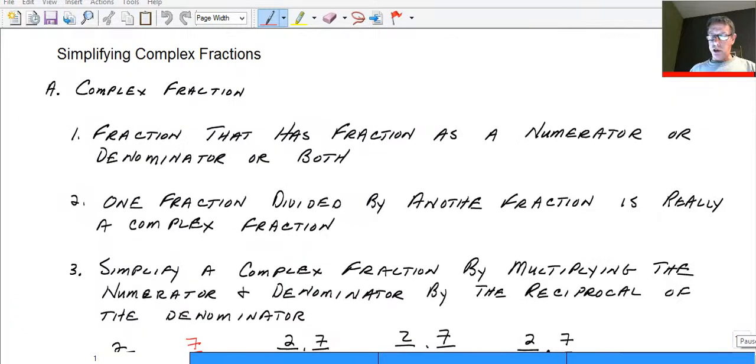In this lecture, we're going to simplify complex fractions. A complex fraction is a fraction that has a numerator that is a fraction and a denominator that is a fraction. So it's going to be a fraction over a fraction, and some of them contain polynomials, which make them even more complicated.